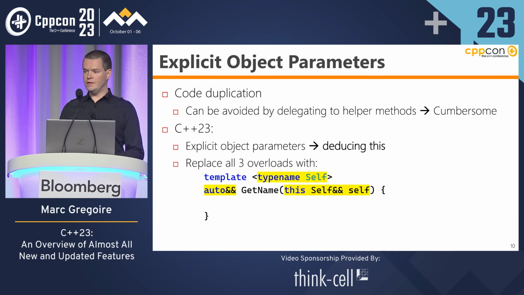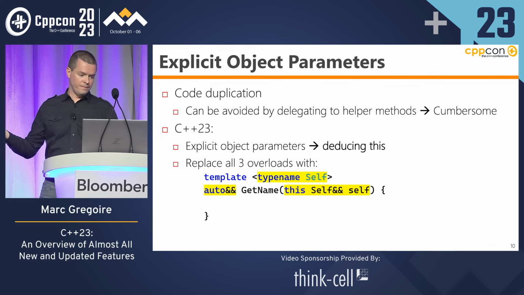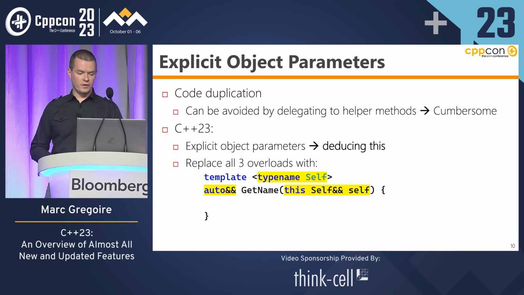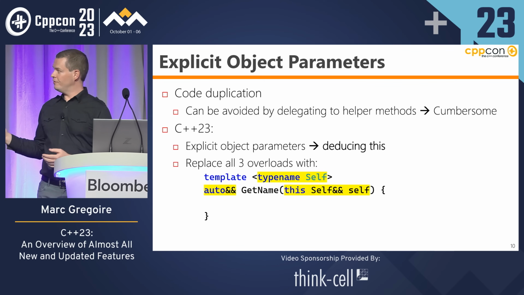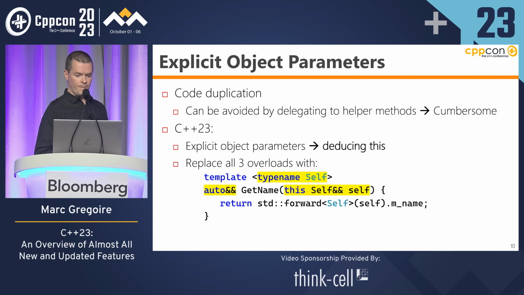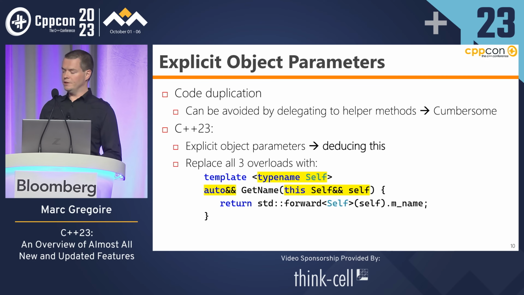So instead of my 3 getName overloads, I write 1 member function template. The return value becomes auto&&, and like before, the first parameter to my function is this Self&& self, and then in the body of this member function, you don't use this, as there is no this pointer. You use this explicit object parameter.